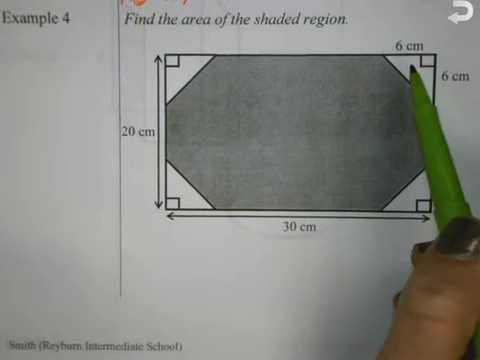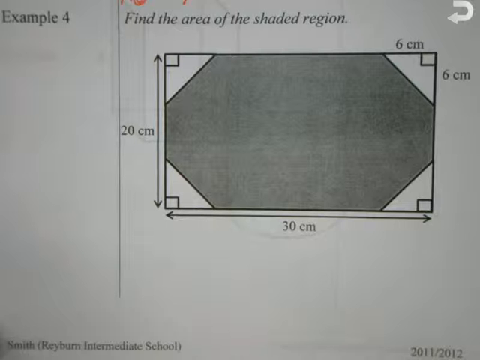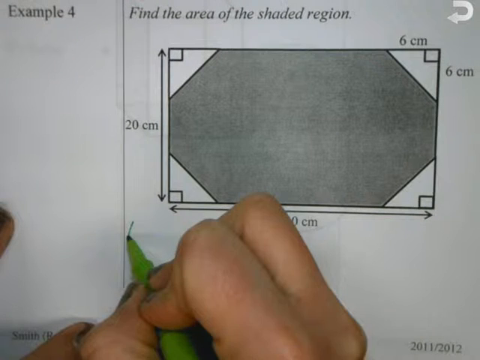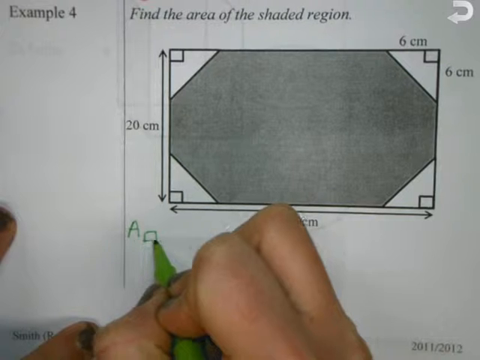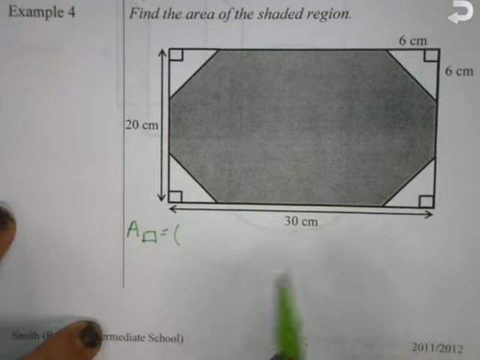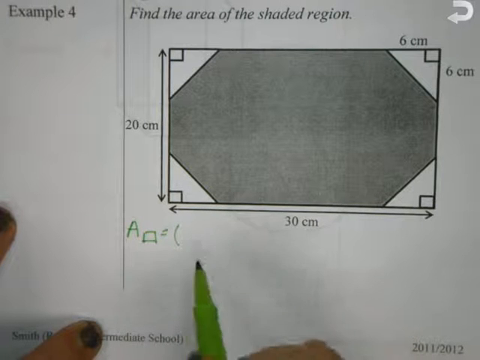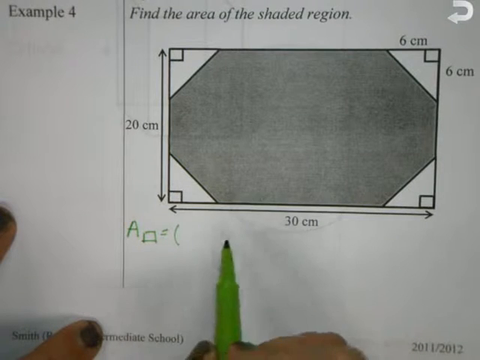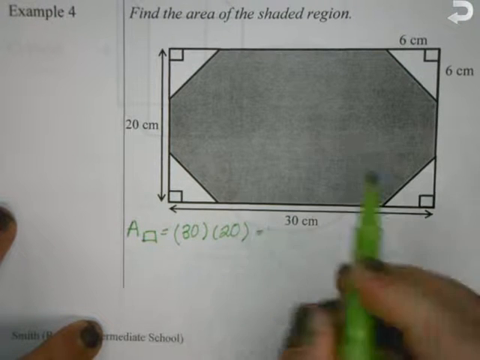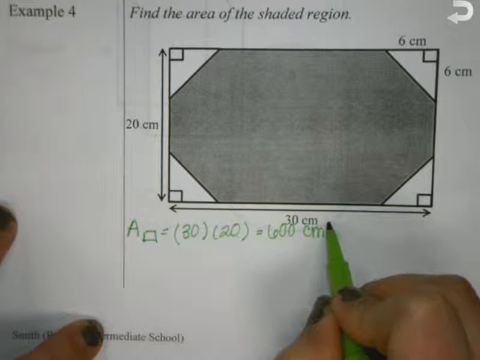Let's find the area of the rectangle. So area of my rectangle is what? No, rectangle. What's the length? 30 times 20. 600 what? Centimeters squared. Okay, so that's the area of the entire rectangle before I cut out the corners.